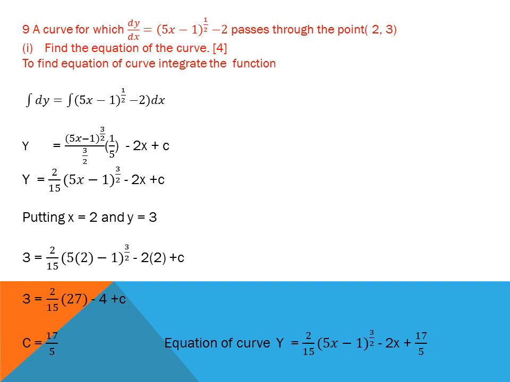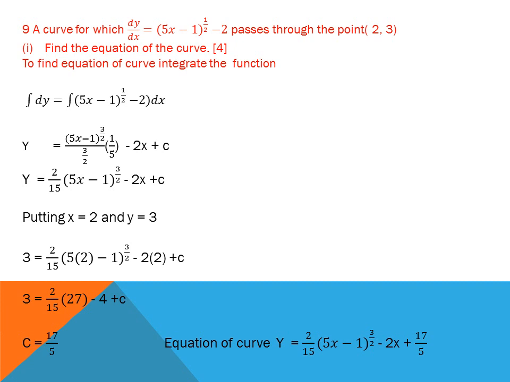Find the equation of the curve. To find the equation of the curve, integrate the function: dy is equal to (5x minus 1) to the power 1 by 2, minus 2, dx. I put dx on the right hand side. So the integration of dy will become y, and when we apply the power rule of integration, the basic rule, we should add 1 to the power and divide by the new power. So when I add 1 by 2 plus 1, it will become 3 by 2, and then divide by 3 by 2, (5x minus 1).